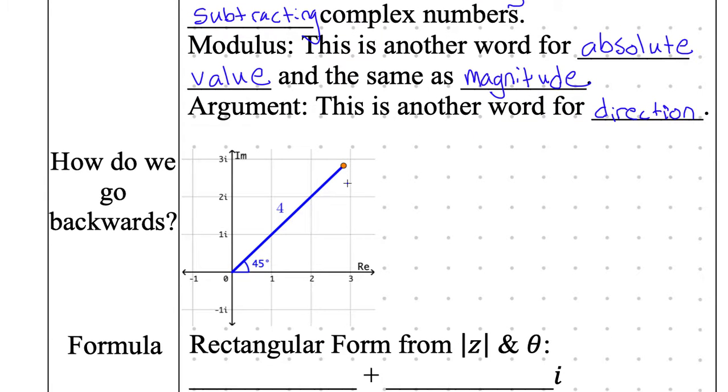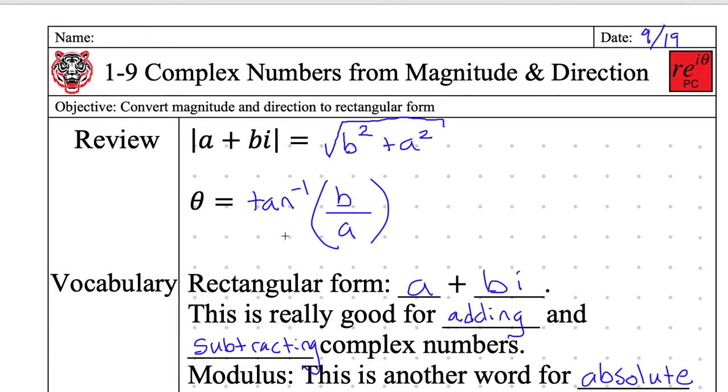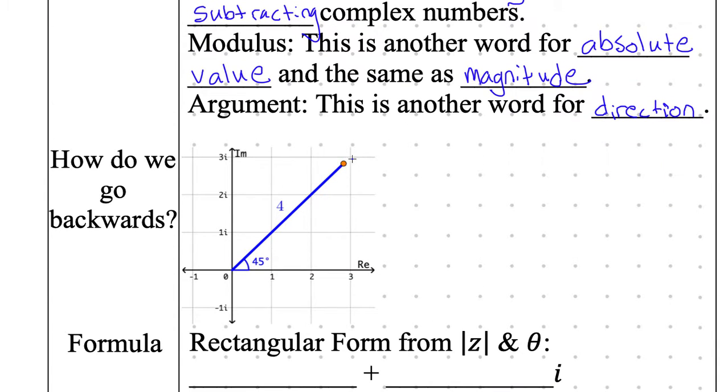So what I want to do now is go backwards. So if I have an argument of 45 degrees and I have a modulus of 4, I want to find the rectangular form. That is our objective. I need to convert magnitude and direction, or modulus and argument, to rectangular form. I need to go back to a plus bi. What is that? Well, it looks like 2.8, but it has to be exact. I need to know exactly the real dimension, the exact imaginary dimension. How do I find that? That's our giant question for today. Does anyone have any ideas?